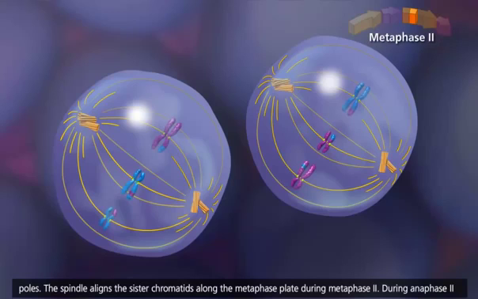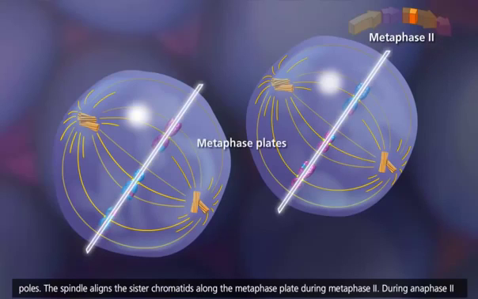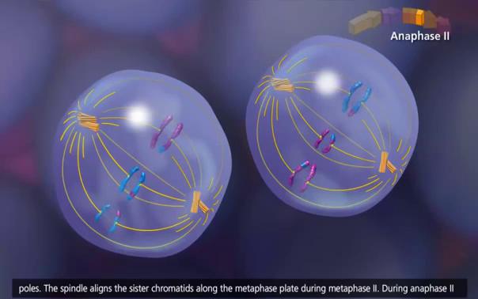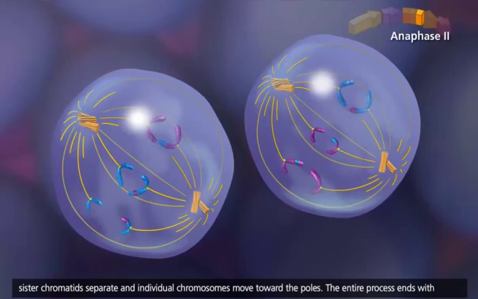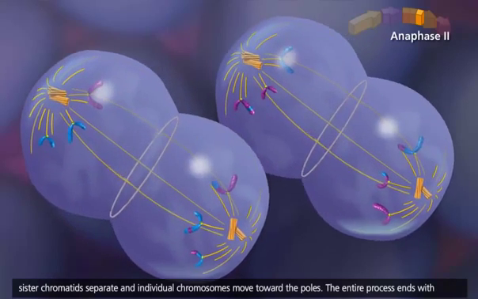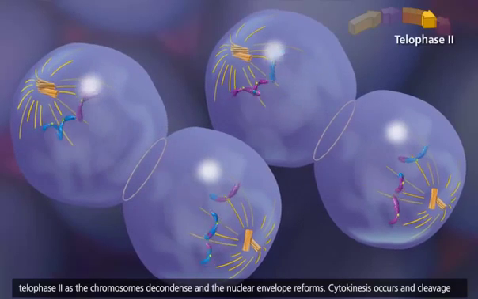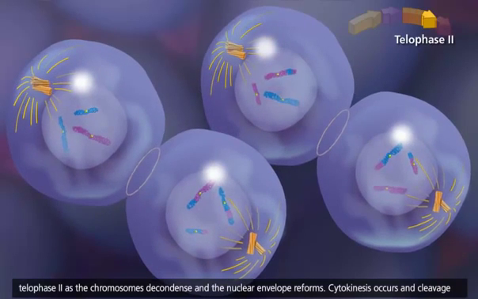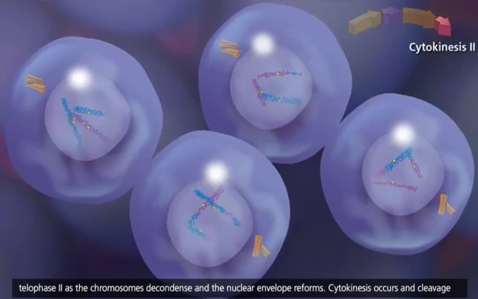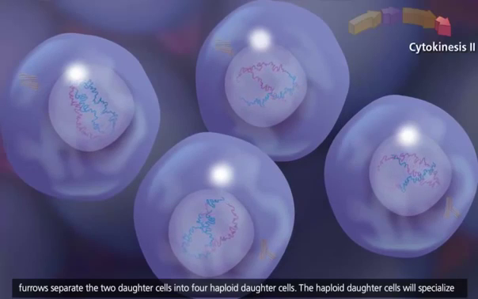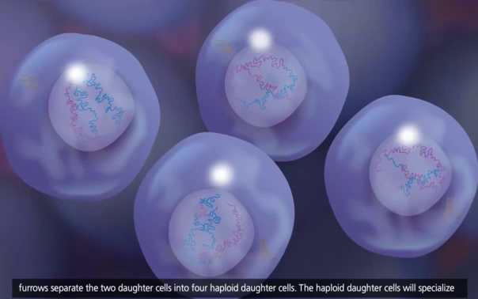The spindle aligns the sister chromatids along the metaphase plate during metaphase II. During anaphase II, sister chromatids separate and individual chromosomes move toward the poles. The entire process ends with telophase II, as the chromosomes decondense and the nuclear envelope reforms. Cytokinesis occurs and cleavage furrows separate the 2 daughter cells into 4 haploid daughter cells.